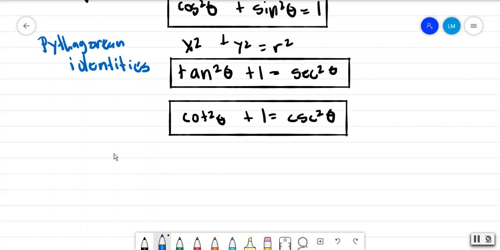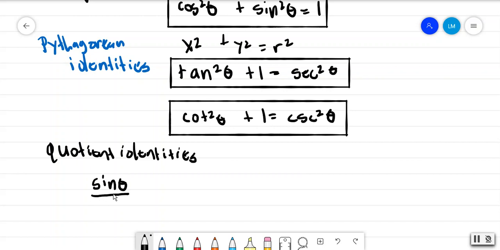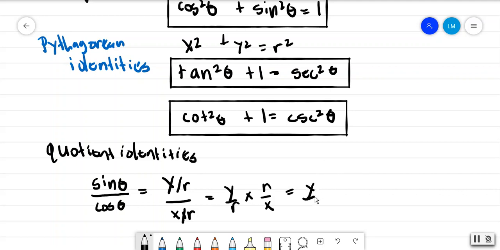Now, another thing that we can look at is what we call the quotient identities. The quotient identities are whenever we form the quotient of two trigonometric functions. For example, if we look at sine theta over cosine theta, notice that this is, by definition, y over r, and this is x over r. Now, this gives us y over r multiplied by r over x, which equals y over x, which is then equal to tangent of theta.